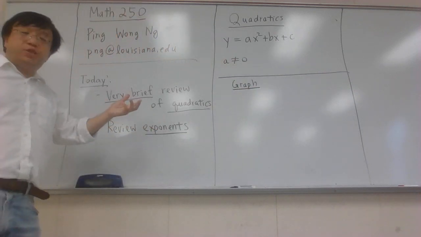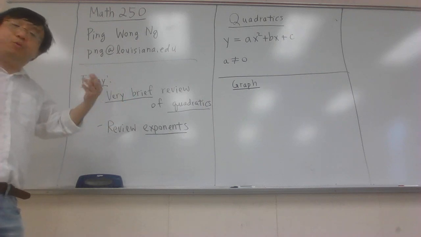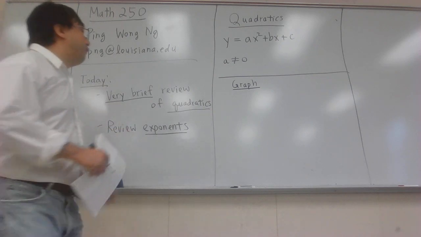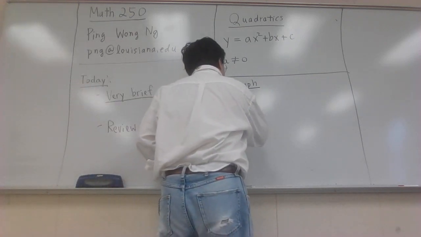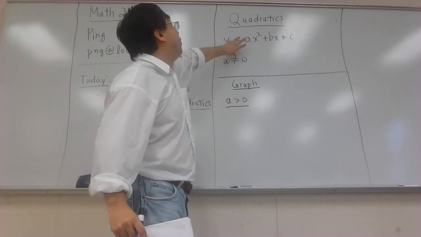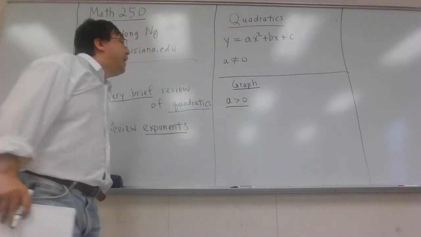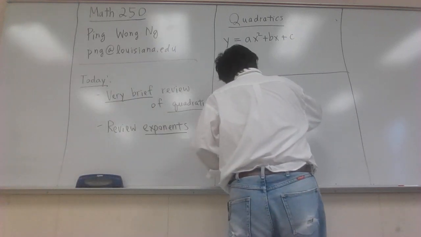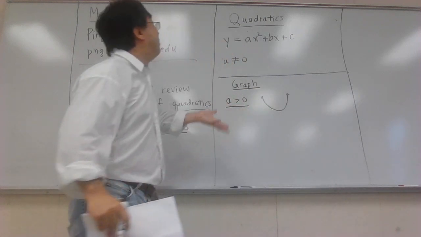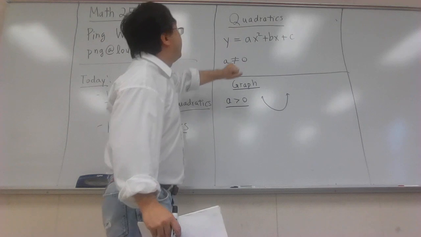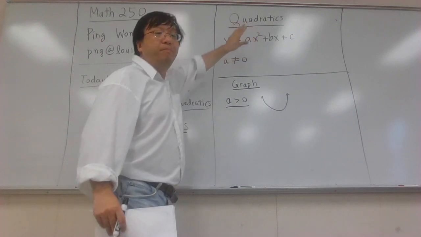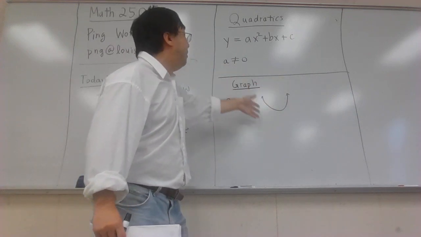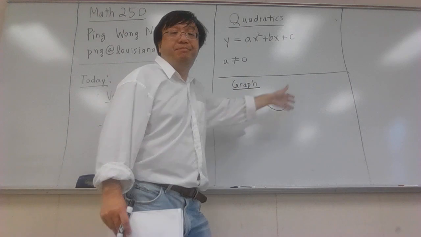So remember, what does the graph of a quadratic look like? Recall that there are two cases. The first case is where a is strictly positive, the case where the highest power coefficient, the coefficient in front of the square term, is strictly positive. In that case, the graph of a quadratic, roughly speaking, looks like this. It's curved upwards.